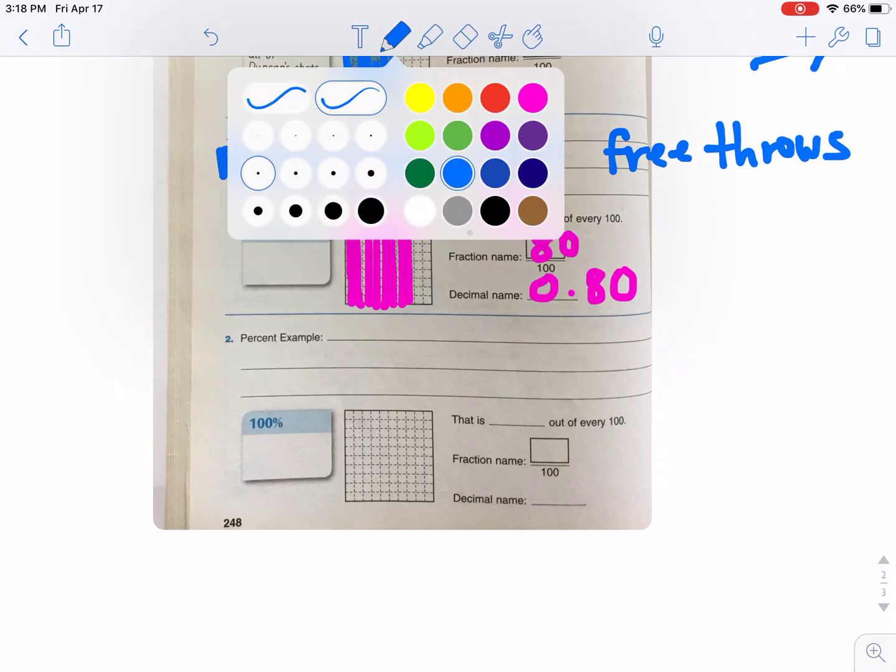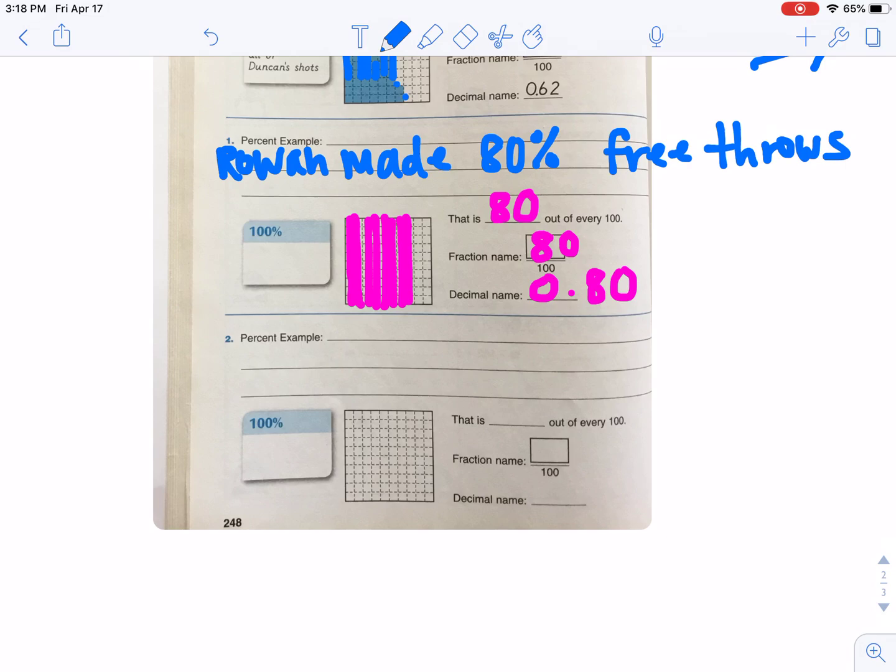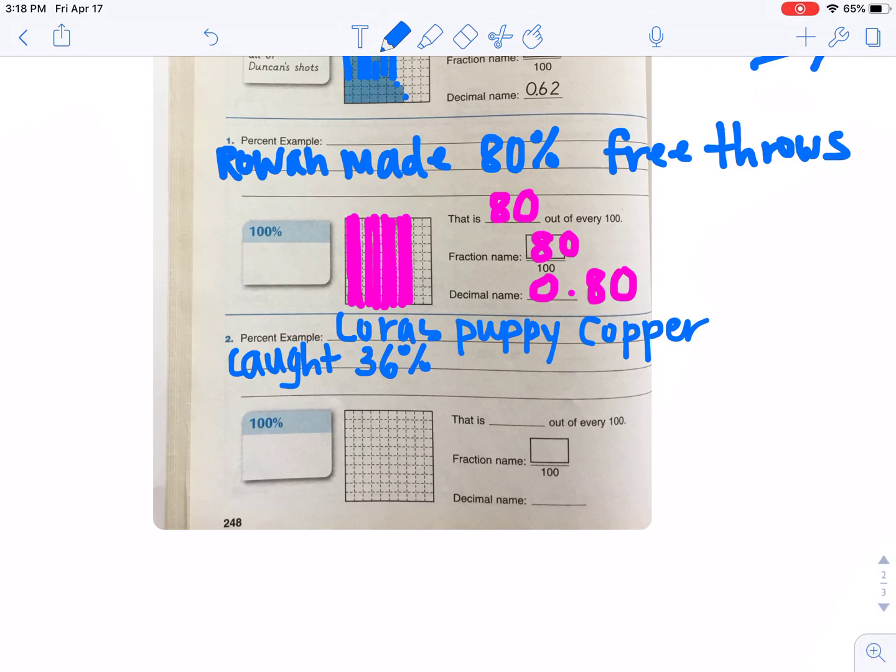All right. So this time, Cora's new puppy, Copper, caught 36% of the balls Cora threw. 36% of the balls. Okay, I want you to again pause this and fill that out.